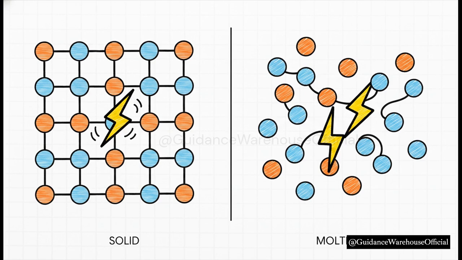Solid ionic compounds do not conduct electricity, but molten ionic compounds, they absolutely do. Why is that? Well, electricity is simply the flow of charged particles. When stuck in a rigid, solid lattice, those charged ions can't move anywhere. They're locked in. But if you melt them down into a liquid, those ions are suddenly free to flow past each other, which means they conduct electricity perfectly.